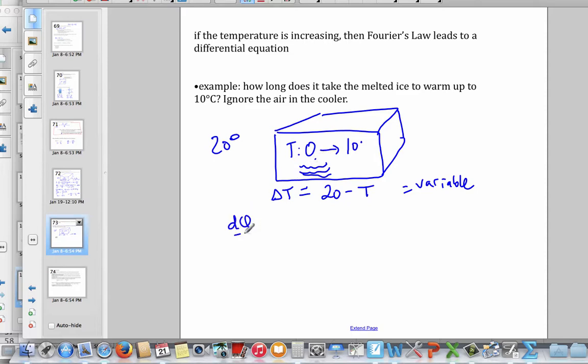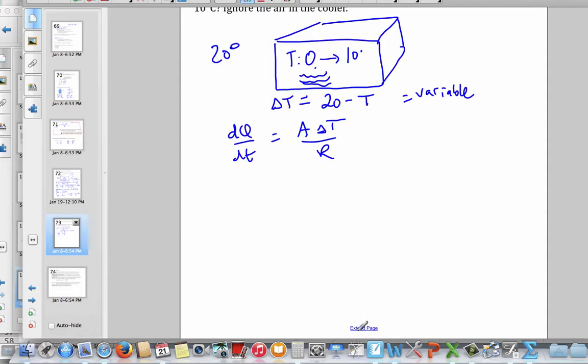So when we set up our Fourier's law calculation, A delta T over R. This was a constant value last time, and so everything was easy, but now it's going to be a variable, and we're going to have to use the tools of calculus for this. So we're going to cross multiply the dt like we did before. So dq is going to be A over R. Those are still constants, times delta T times dt.